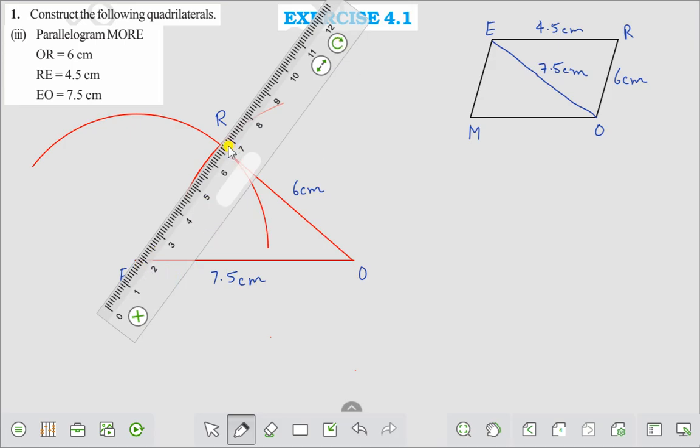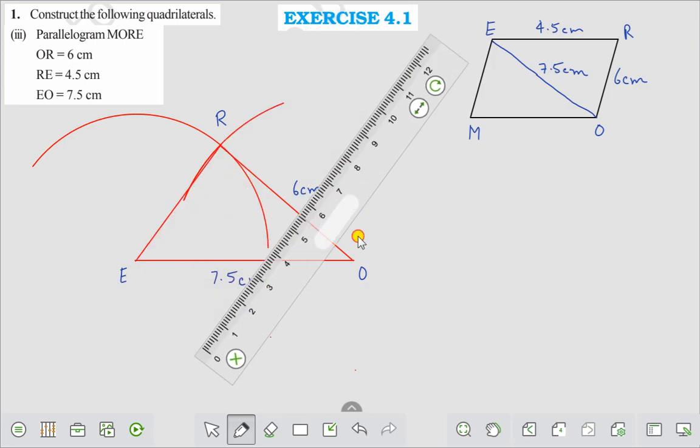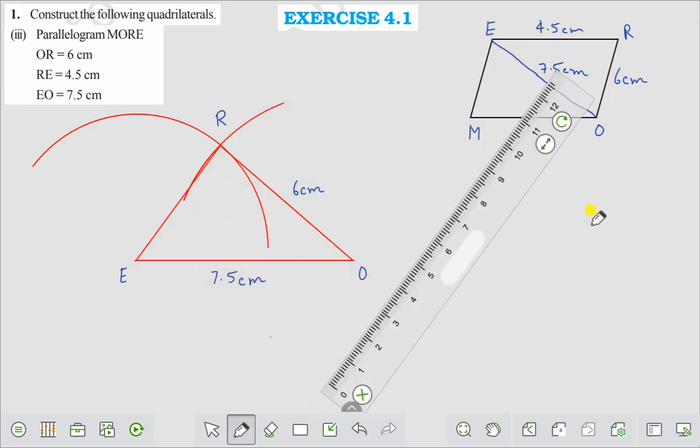Join ER. The value of ER is 4.5 centimeter. Therefore, ER is 4.5 centimeter.